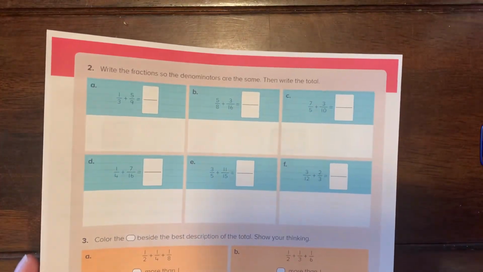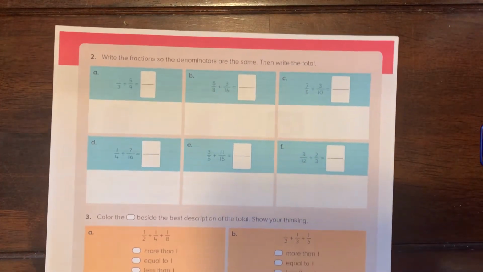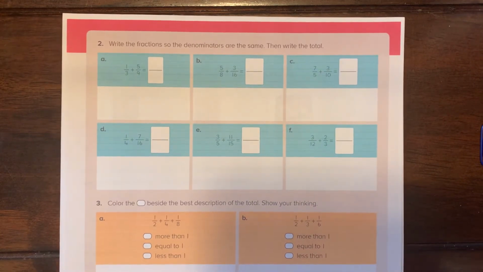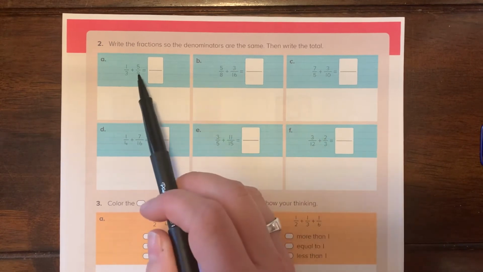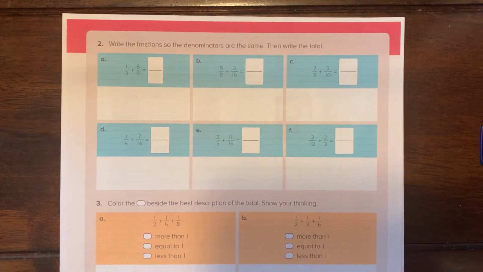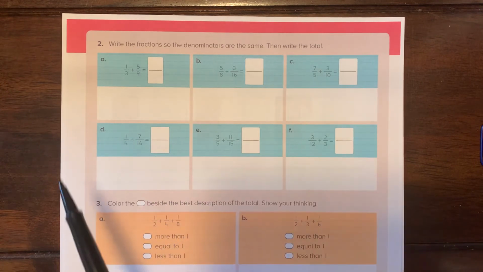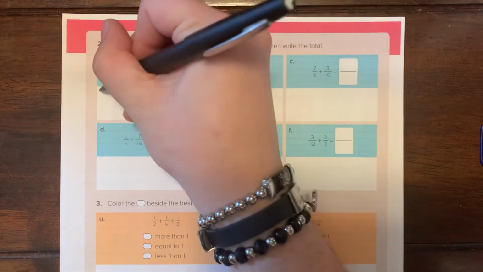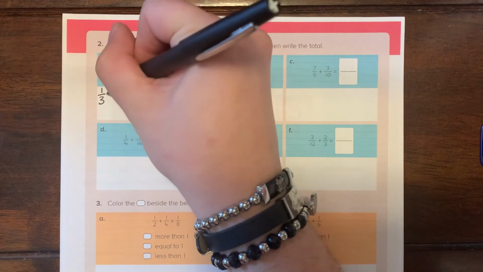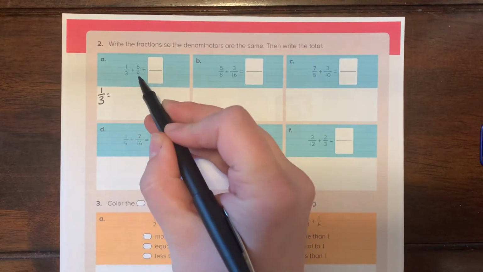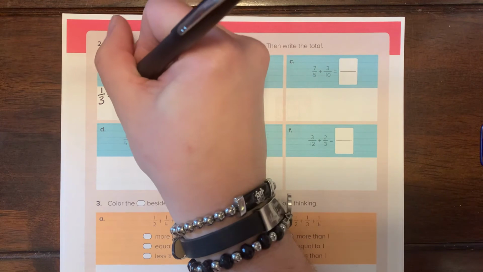Okay, here we go. This is very similar to what we did on our first page. We're going to pick a fraction and make them the same denominator so we can add them. So write the fractions so the denominators are the same, then write the total. We're gonna take 1/3 and make it equal 9 so that we can add them over 9.